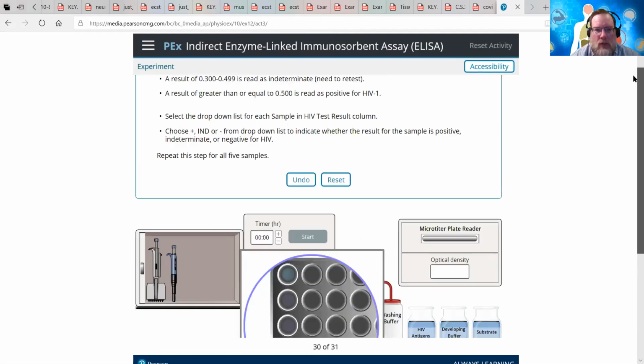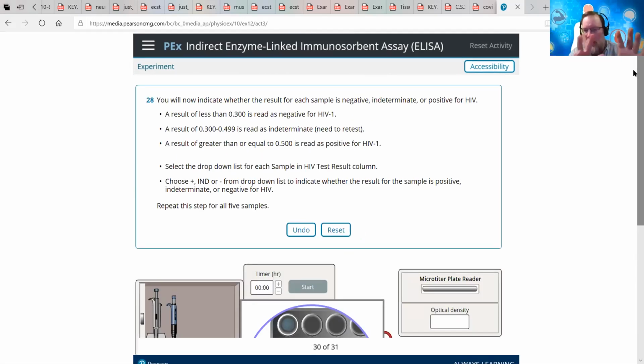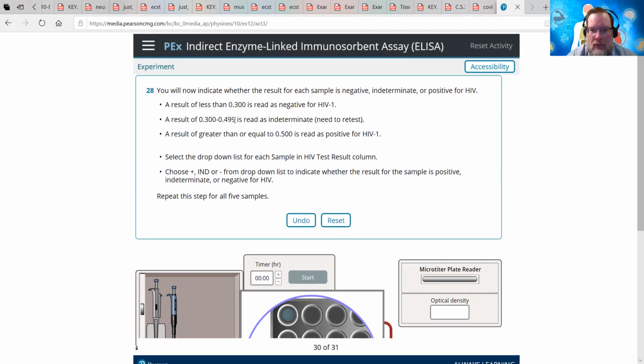All right, so let's look at the numbers up here, the ranges. If we get an optical density of less than 0.3, then the person is HIV negative. If we're at 0.3 to 0.499, that's an indeterminate test. Again, it could mean they are recently exposed and have started developing antibodies. And then 0.5 or higher is going to be a positive test.